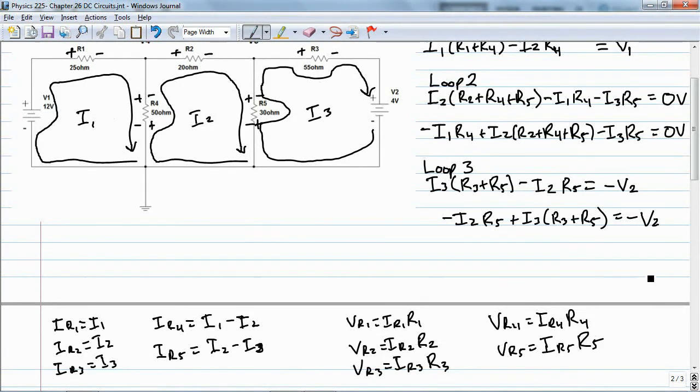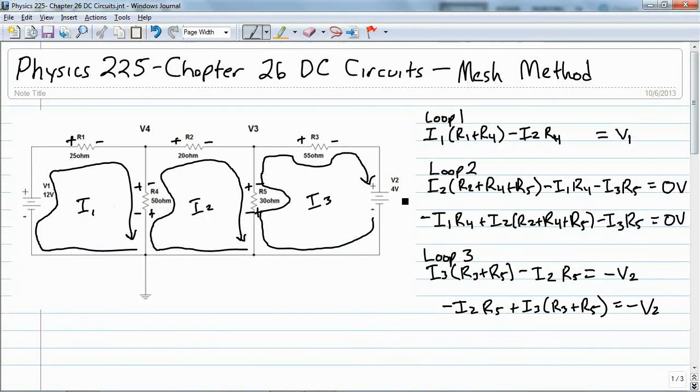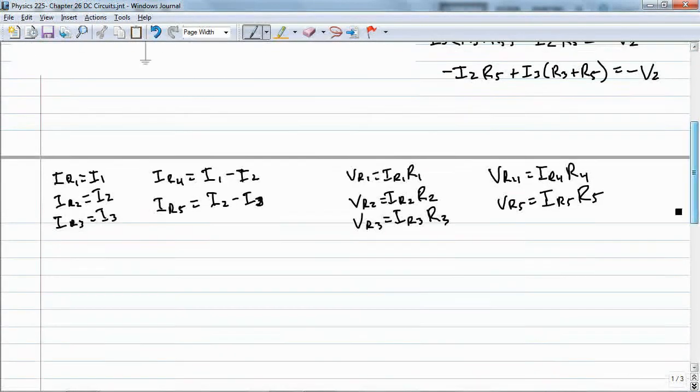So mesh is nice because it reduces the number of equations. It's very quick that you can come up with these equations just by looking at it. You can just blow these equations out, get them done, and then solve for the variables that you need.